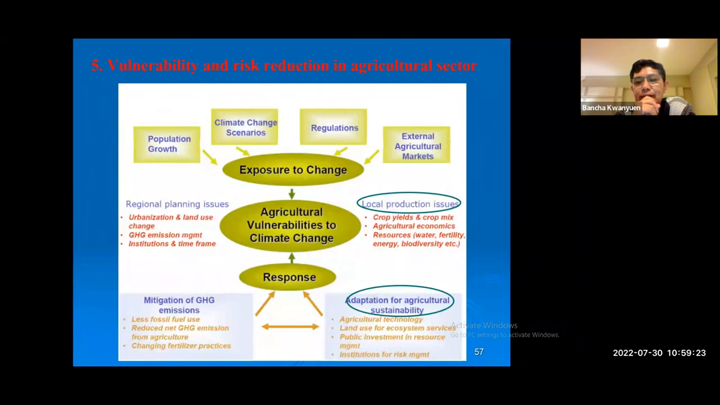You can have a crop mix. Rather than monocrop, you can go to intercrop, or some other approach, like natural resources, and you can have adaptation for agricultural sustainability. You can use some kind of technology, you can have land use for the ecosystem, you can have decisions for risk management. That is going to help us to be more risk resistant for the future, okay?